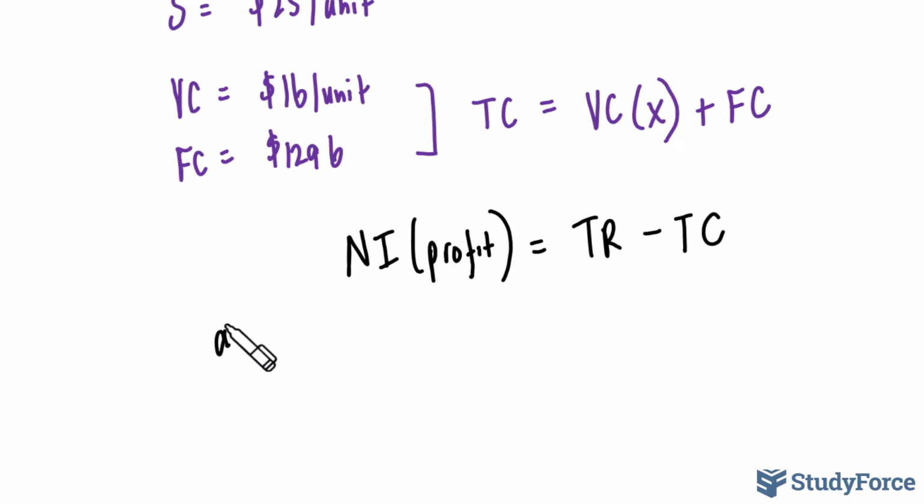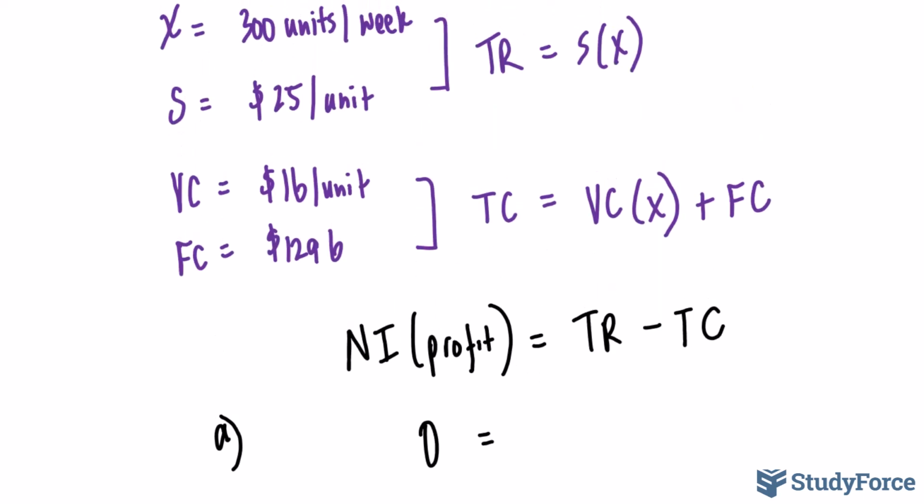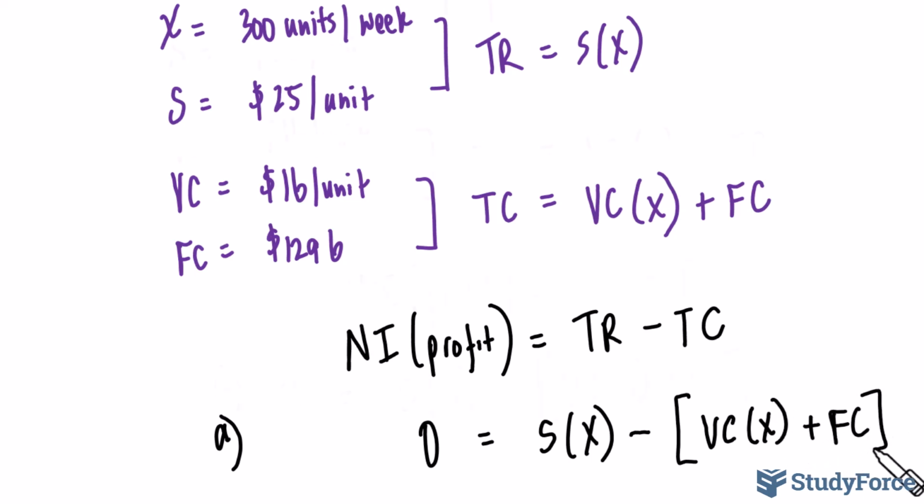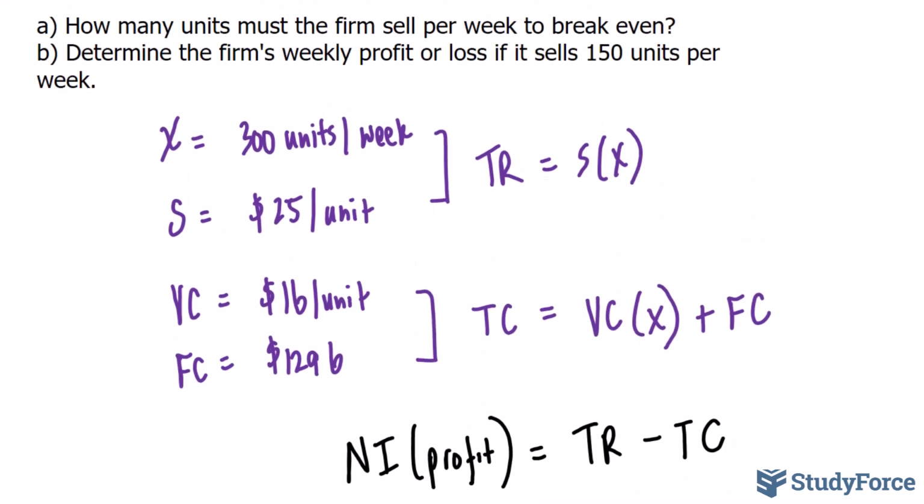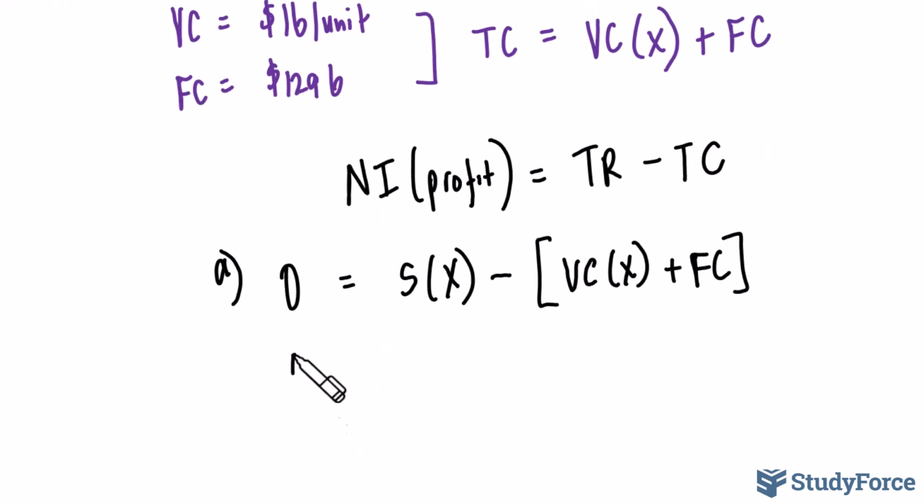So to answer question A, we'll set the net income equal to 0. And let's substitute those expressions we found for TR and TC into this formula. We said that TR is equal to S times X, and TC is equal to VC times X plus FC. Now we can start to substitute the values that were provided in the question, with the exception of one of those values. You'll see which one in a moment. So again, we have 0 on the left side of the equation. The sell price was $25 per unit.